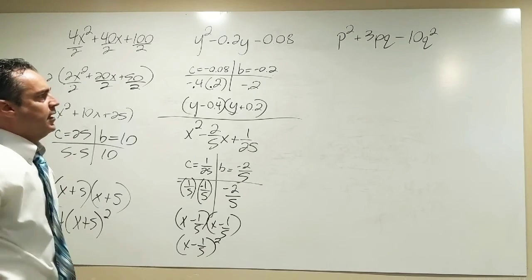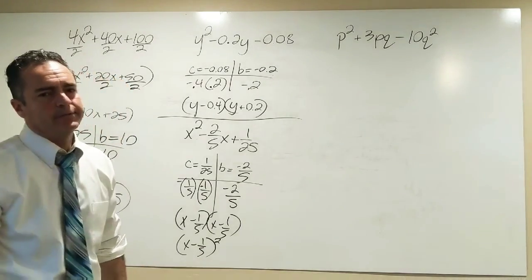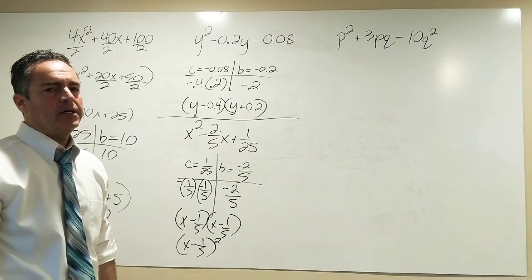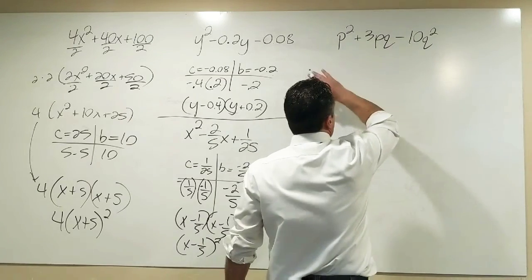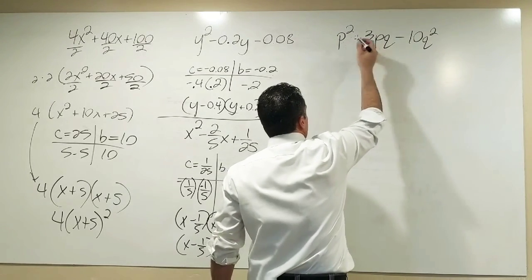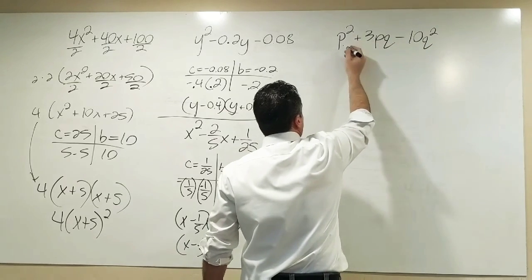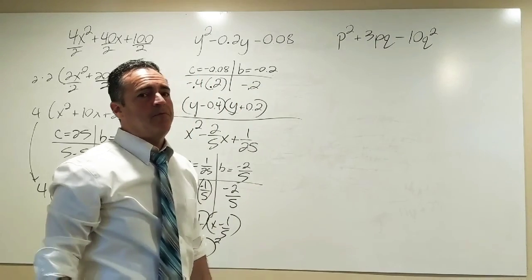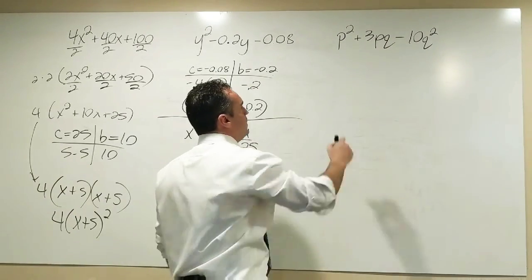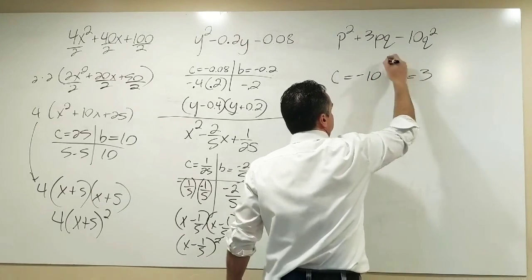All right, this last one, I really want you to give this a try without me. So if you have it, make sure to pause and do it, but we're going to do it right now. So we check for a common factor. Look up here. P, P, no P. Q, Q, no Q. So it was close. It looked like there might have been a common factor. There wasn't. C equals negative 10. B equals positive 3.